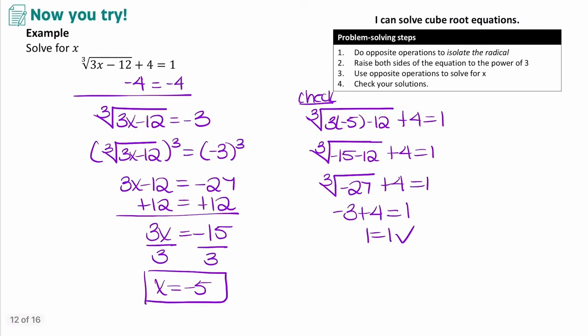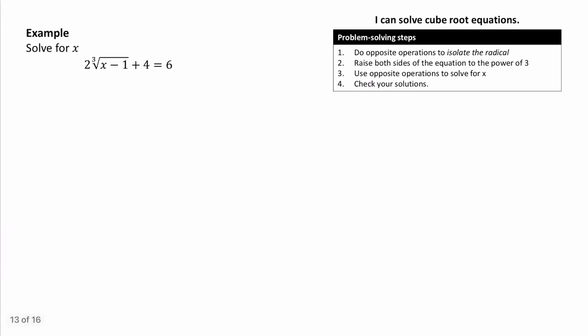So here what I'm going to do is, once again, I need to first isolate the cube root, so I'm going to do that by subtracting 4 from both sides. So when I subtract 4 from both sides, I get the cube root of 3x minus 12 equals negative 3, and then I cube both sides. So I have 3x minus 12 equals negative 27, and then I add 12 to both sides. So I have 3x equals negative 15, and then I divide both sides by 3, and I have x equals negative 5. When I plug x equals negative 5 back into the original equation, I get 1 equals 1, which is in fact true. So now let's go ahead and try this problem.